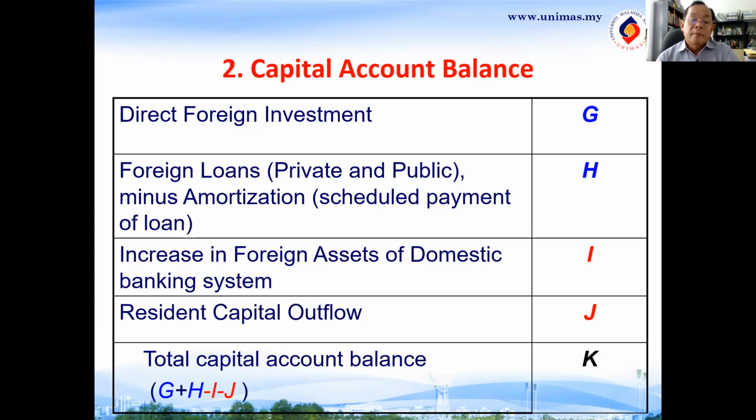And also if there's not enough saving, then you depend on foreign investment as a source of capital, which can be used for any project or development and so on. Okay, so capital account balance is G plus H minus I minus foreign asset minus resident capital outflow.